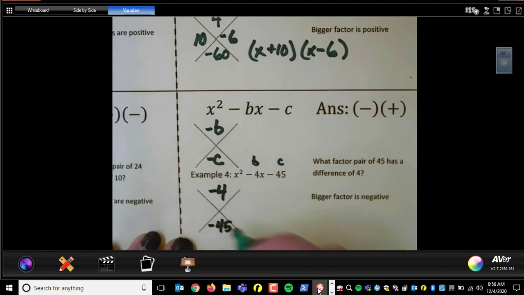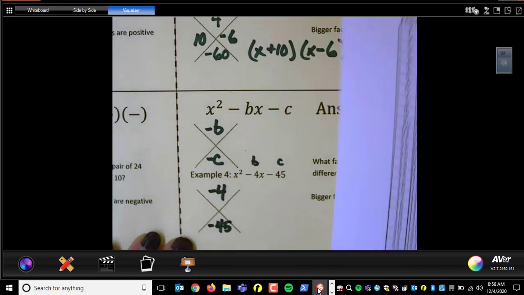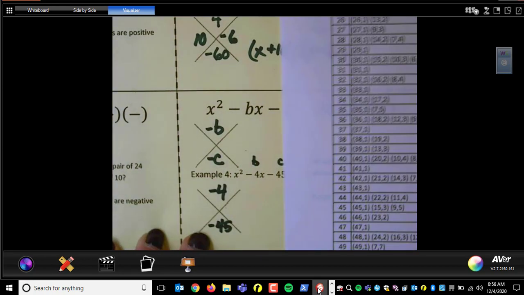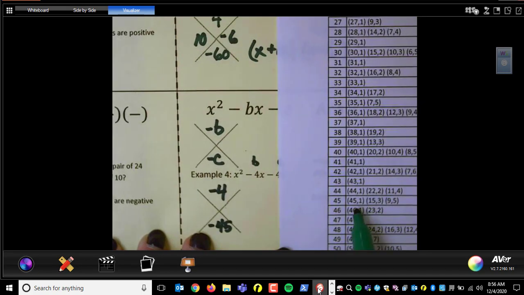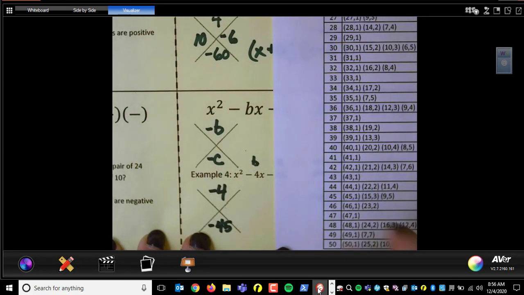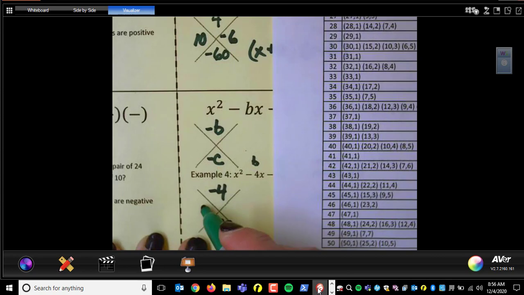So again, I'm thinking of factor pairs of 45. All right, let me get my sheet. All right, factor pairs of 45. 45 minus 1 is 44. 15 minus 3 is 12. 9 minus 5 is 4. Okay, so difference means to subtract. Well, it's going to be 9 and 5.